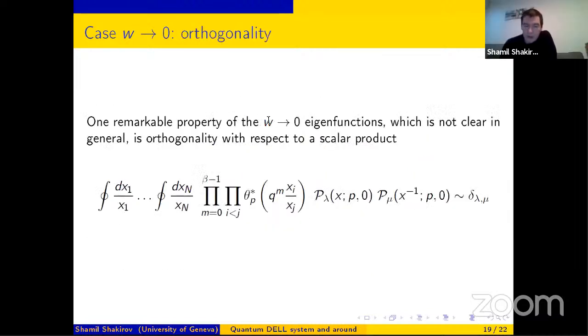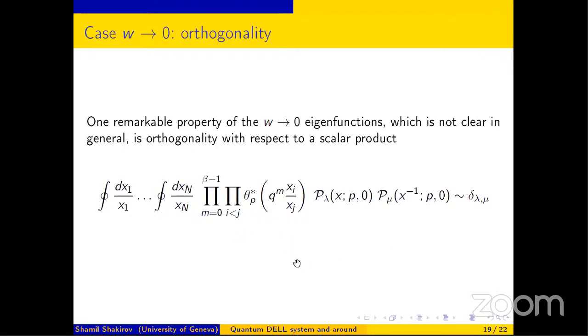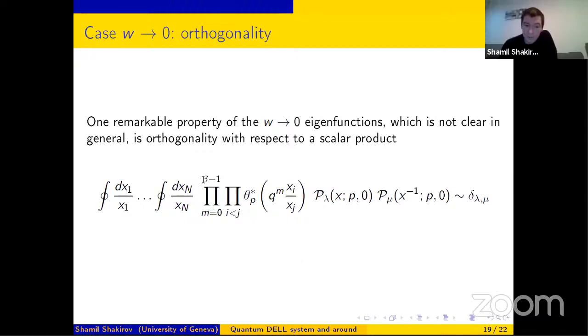One remarkable property of these omega goes to 0 eigenfunctions is orthogonality. And so this is kind of global. This is the only property that I know that is not order by order, but rather exact in p. And it goes like this: these functions form an orthogonal basis, or simply are orthogonal with respect to their indices lambda and mu, and you integrate with respect to the scalar product, which is given by this product of theta functions. What is beta? Beta is the parameterization for t equals q to the beta. Here I'm writing this for an integer beta, actually. In principle, beta may be non-integer, then you will have an infinite product, and this can be expressed as a ratio of elliptic gamma functions. So this is still pretty good, I would say.